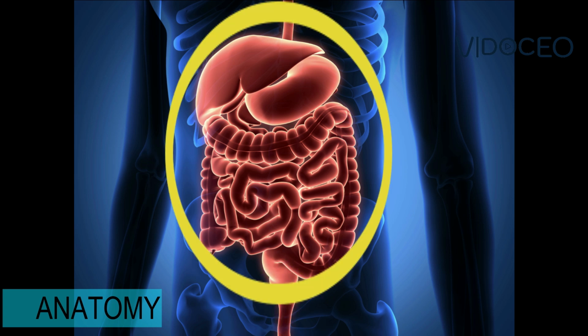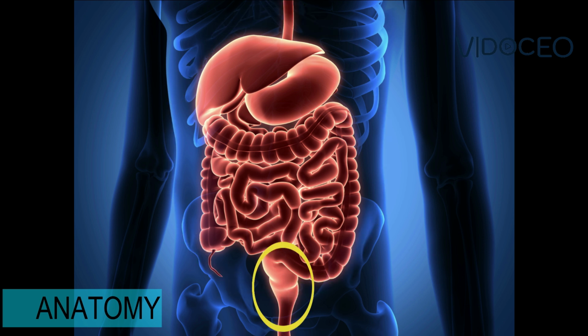The colon is in the sac of the abdomen that contains the abdominal organs, whereas the rectum is surrounded by the fat and muscles of the pelvis. At the end of the rectum is the anal canal and anal opening.